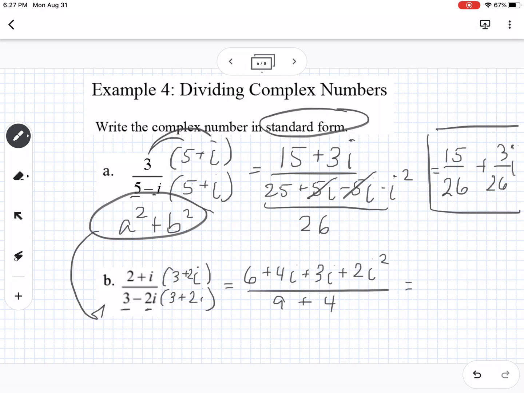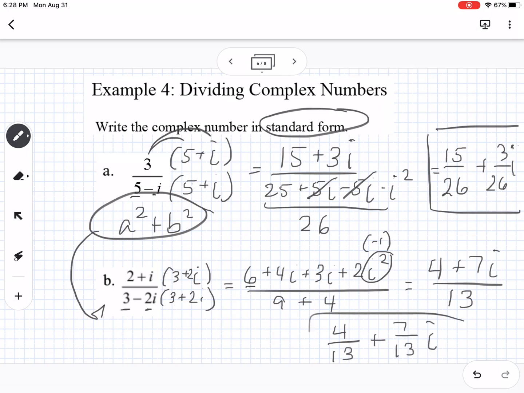So if we simplify all this, we know that this i squared right here is negative 1. So we have a 6 and we have a negative 4, so that's 2, plus 7i over 13. So again, it always wants us to write it in standard form, so that just means we break that apart. So we write 4/13 plus 7/13 i. So there's my answer.